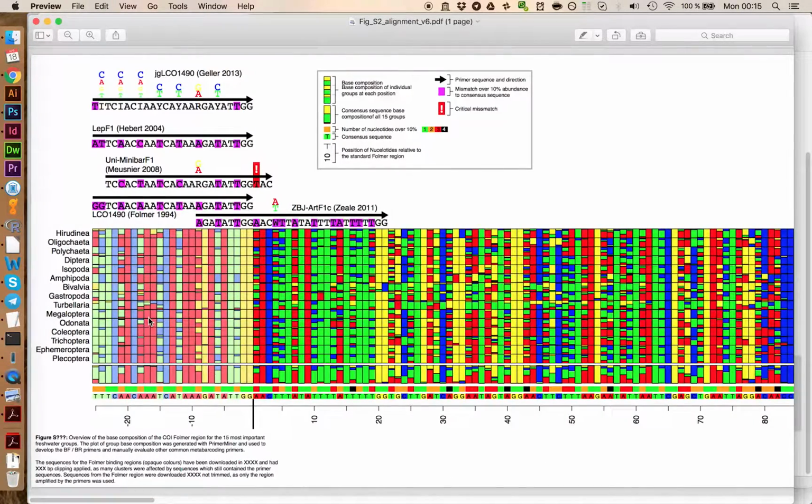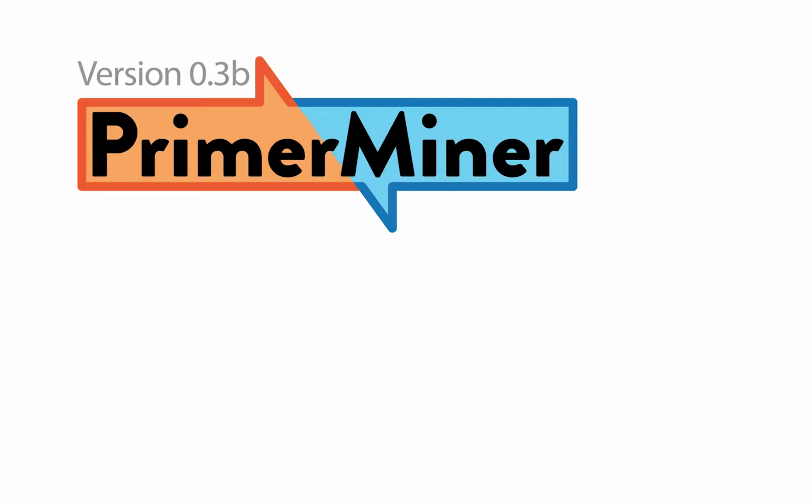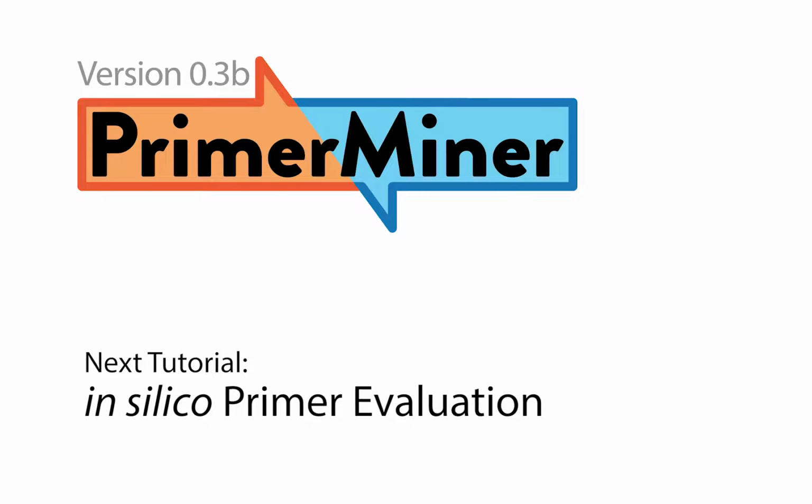So PrimerMiner also gives you a tool which is a little bit like ecoPCR, which is an in silico evaluation of primers based on how well they match to the reference sequences. But our approach, I think, is a bit better than ecoPCR. So you can click here to watch how to evaluate your primers with the PrimerMiner R package.